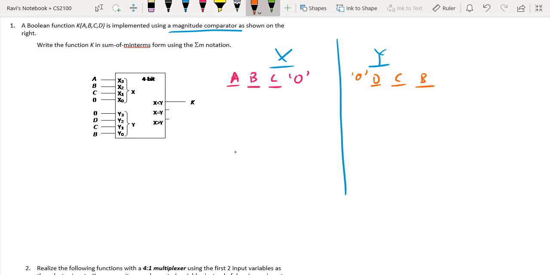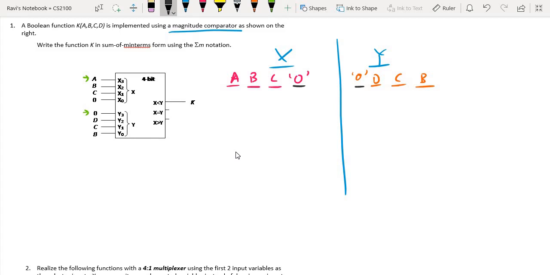Now let's look back at how a magnitude comparator works. A magnitude comparator works by checking bit by bit, starting from the most significant bit. If there is a difference in the most significant bit itself, then we automatically know which number is bigger or which is smaller. Only if the most significant bits are the same do we go on to the next two bits, and the next two bits, and so on. So we start with the most significant bit first.